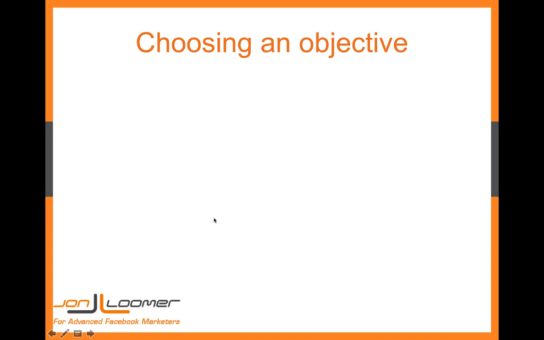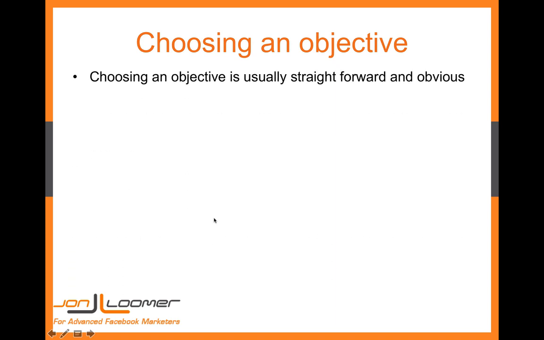And so when you choose an objective, it's usually pretty straightforward and obvious, right? It's like you're selecting your primary goal for that campaign. I think it's really important that people get down to the nuts and bolts of this. I know you want sales, right? But not every single campaign has to have that as your primary objective.